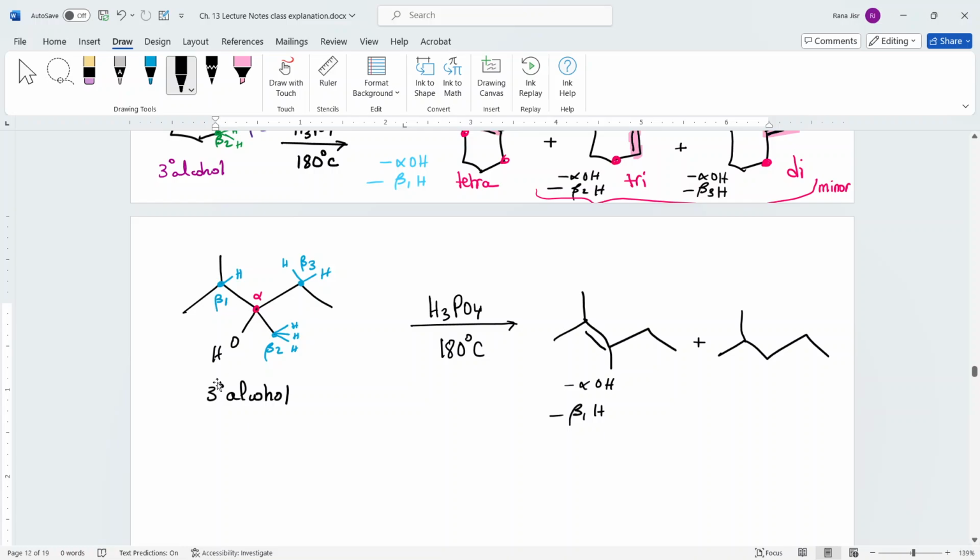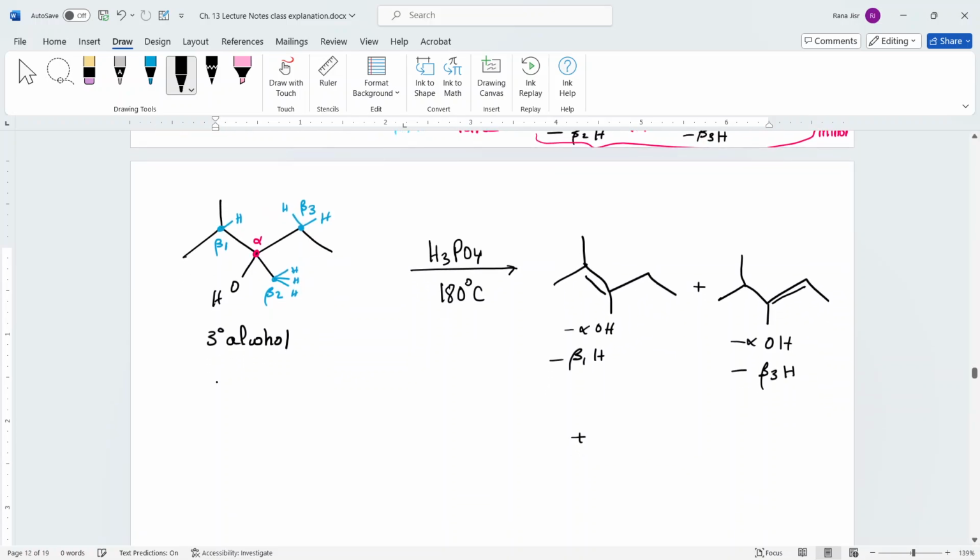I'm losing the alpha OH, and I will be losing the beta 3 hydrogen. So in this case, my double bond is here. Here you go. Plus, now we're going to lose the beta 2 hydrogen. Here you go. So I'm going to end up getting my alkene in there, and that is going to be my loss of alpha OH and minus beta 2 hydrogen here. And I'm going to end up getting my alkene.